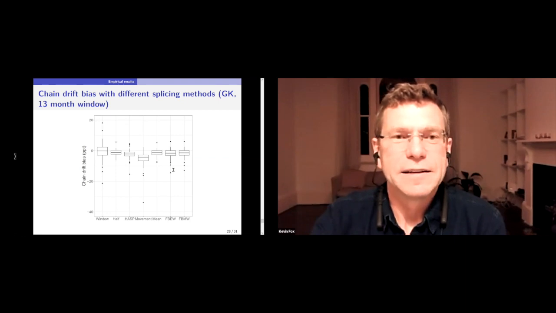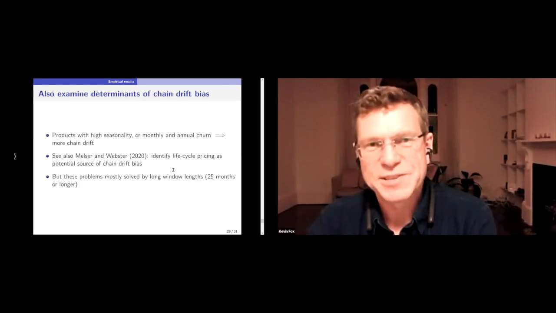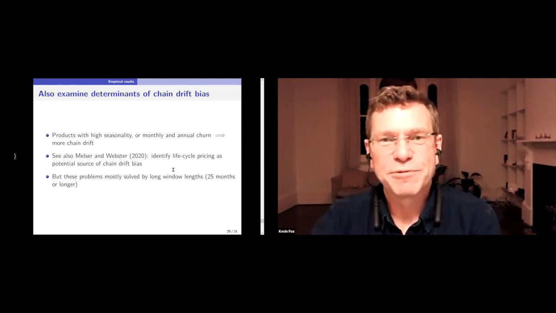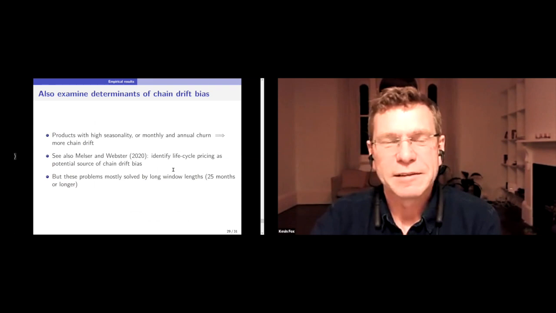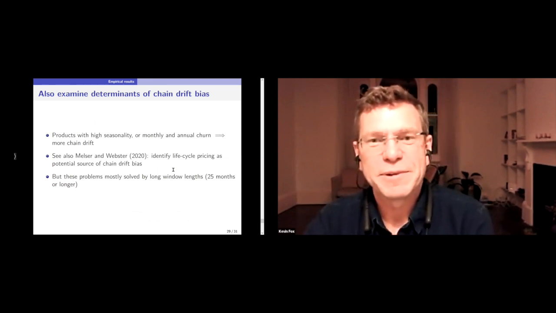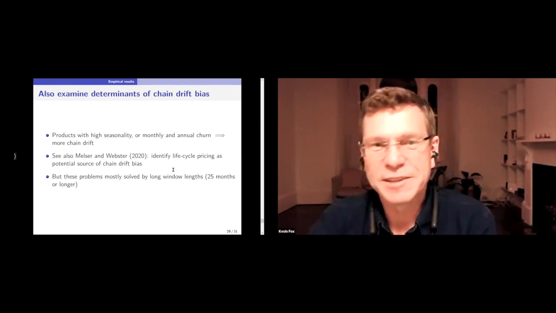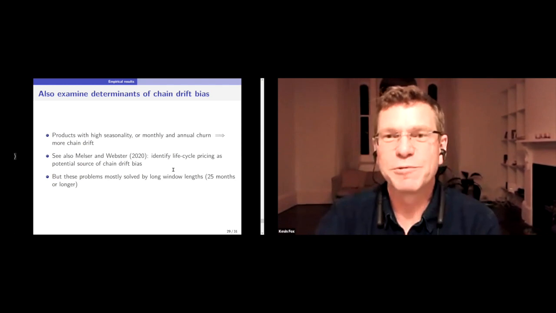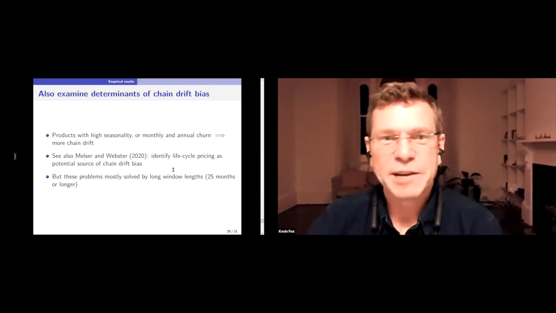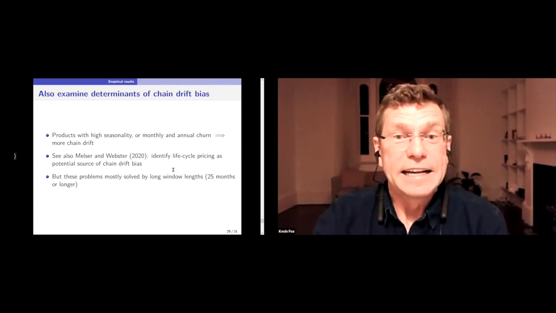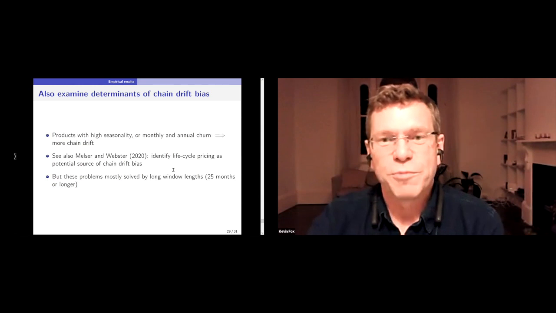Okay, so we also examine determinants of chain drift bias. So we find that products with high seasonality, monthly and annual churn, there's more chain drift. We also note that Daniel Melser and Michael Webster's paper in 2020 identified life cycle pricing as a potential source of chain drift bias. And I should add that Daniel Melser was part of our UNSW group when we were working on scanner data with those grants I mentioned earlier. But these problems are mostly solved by the longer window lengths, 25 months or longer.